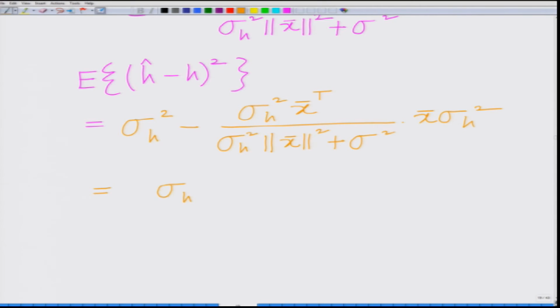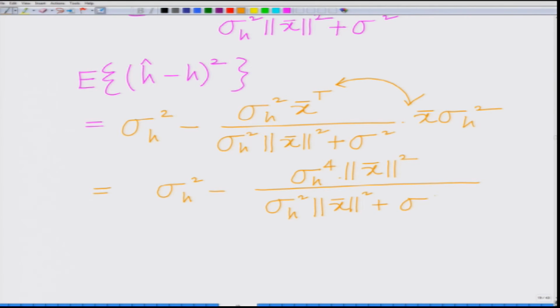which is equal to sigma_h square minus sigma_h to the power of 4. Now, you see you have x bar transpose times x bar, that will give norm x bar square, divided by sigma_h square norm x bar square plus sigma square.